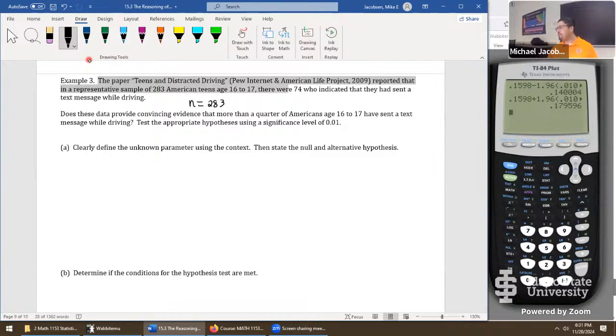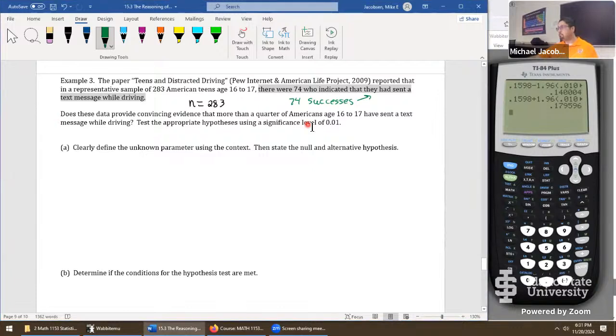There were 74 who indicated they had sent a text message while driving. I'm just lucky I didn't have a cell phone at that age. This looks like it's the successes in the problem, the thing that they're interested in the most. That's what the distracting driving would be referring to. So let's highlight that there and say, this is 74 successes. So sending a text message while driving.